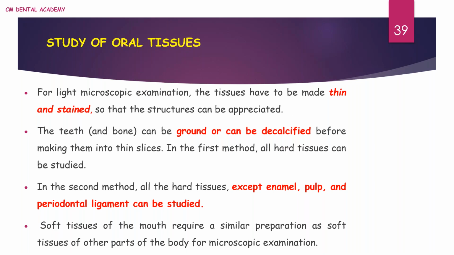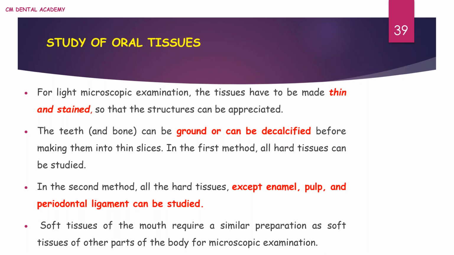So, for light microscopic examination, the tissues have to be thin sliced and stained. Teeth and bone, usually they can be ground or can be decalcified before making them into thin slices. In case of ground sections, all the hard tissues can be studied. But when they are decalcified, all the hard tissues except enamel, pulp, and periodontal ligament can be studied.